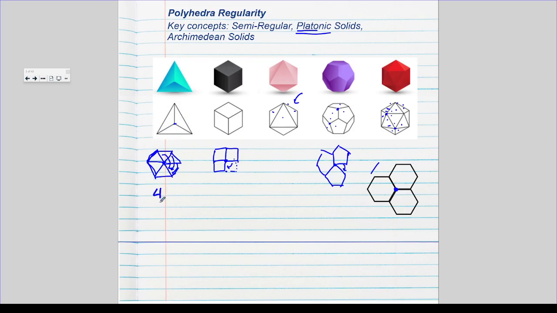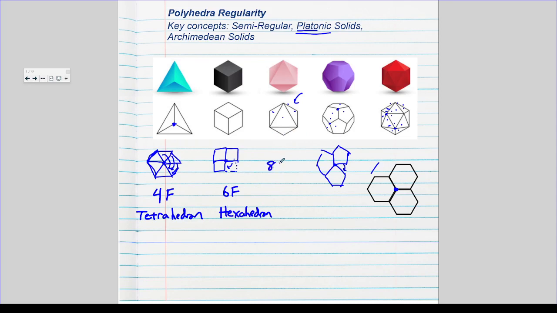So this first one has 4 faces. The prefix we use for 4 is tetra, so we call this a tetrahedron. You may also call this a triangular pyramid or an equilateral triangular pyramid, but its technical name is a regular tetrahedron. So any 4-faced polyhedron would be a tetrahedron, and this is a regular one. The cube is our regular hexahedron. So just like a hexagon has 6 sides, a hexahedron has 6 faces.